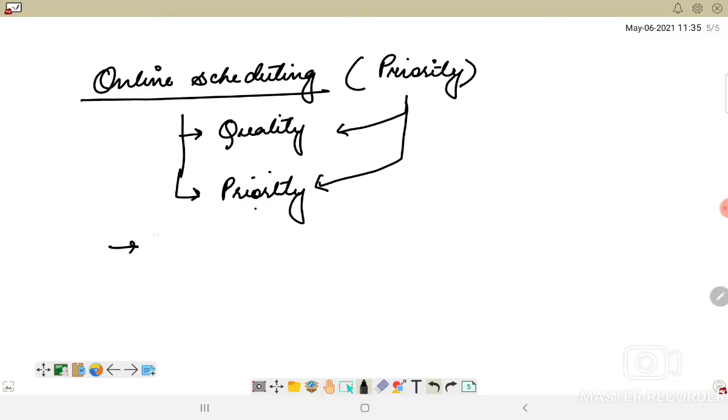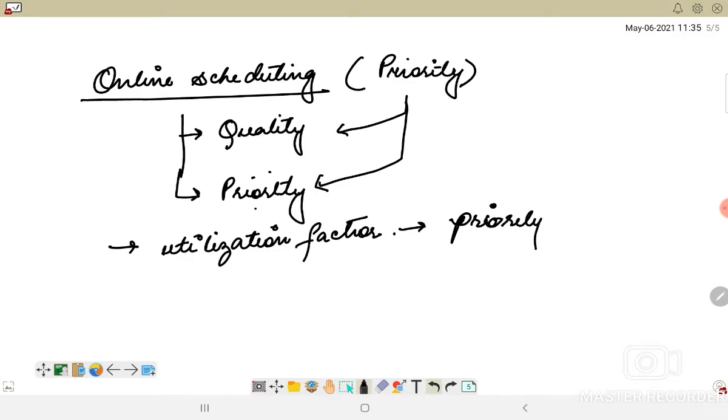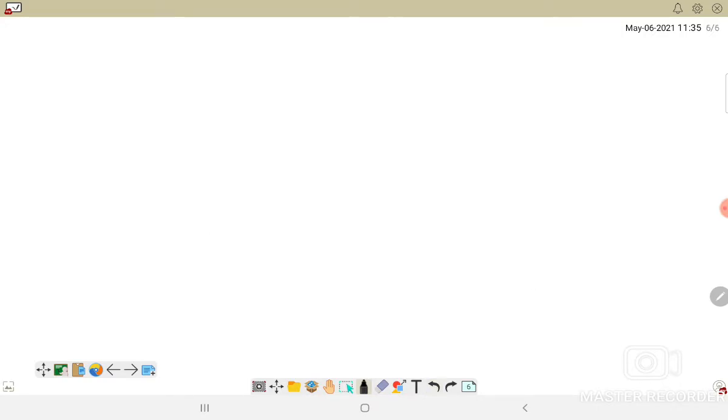So here the utilization factor plays a very important role, and based on the utilization factor of the tasks, the priority can be changed and the other tasks could be executed. So priority can be changed here during the execution of the task.